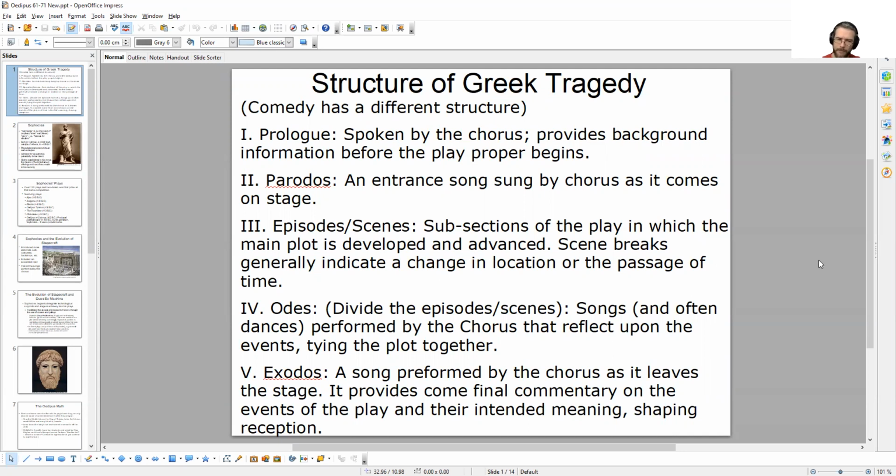Then you have the Exodus. The Exodus is a song performed by the chorus as it leaves the stage. It provides some final commentary on the events of the play and their intended meaning. And it shapes the reception of the work. So it tells the audience listening to and watching this play exactly what they are supposed to take away. It offers a kind of concluding commentary, like the conclusion of an essay, where it expands outward and offers this capstone comment to the ideas that have been presented.